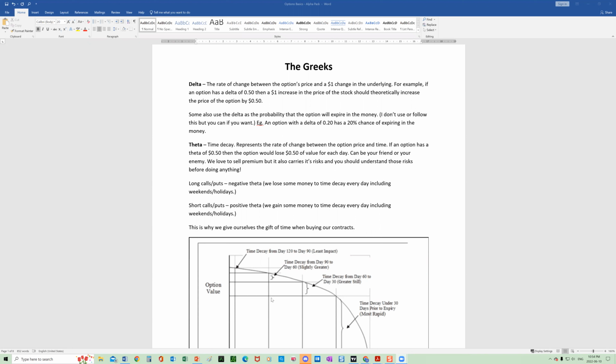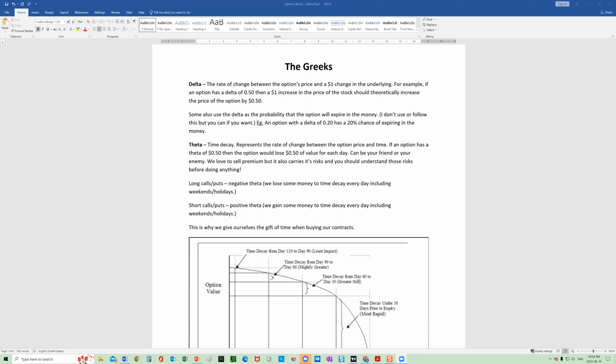Some will also use delta as the probability that the option will expire in the money. Okay, I personally don't use this. Some people do. That's fine. It's valid. It's accepted in the industry. But if an option, say, for example, has a delta of 20, it has a 20% chance of expiring in the money. Now, of course, there are other variables that tie into that probability. We're not going to get into that now, or probably ever, because it's super in-depth. But just know what delta is. How much will my contract change? That's all you need to know.